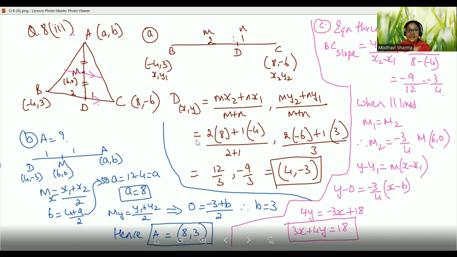Now the third part, equation through M, which is parallel to BC. Parallel to BC means the slope of BC is equal to the slope of this parallel line. So the slope of BC I found out as minus 3 upon 4. When lines are parallel, M1 is equal to M2, so the slope of this parallel line is also minus 3 by 4. Substitute in the formula and you get the equation, that is 3x plus 4y is equal to 18, or 3x plus 4y minus 18 is equal to 0. Whichever way you go, it's the correct thing.